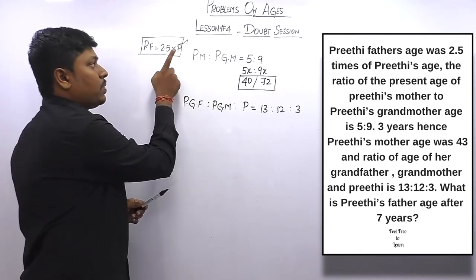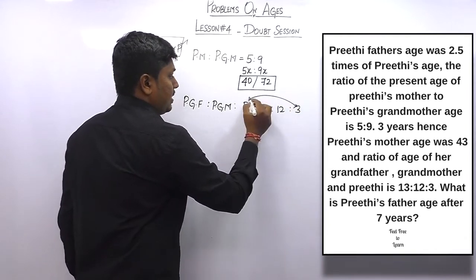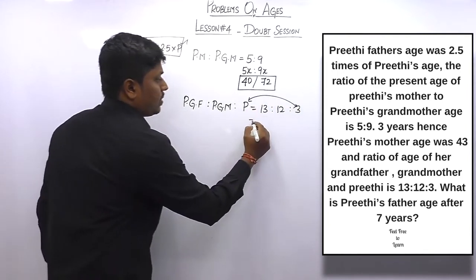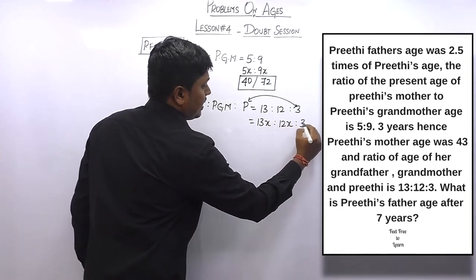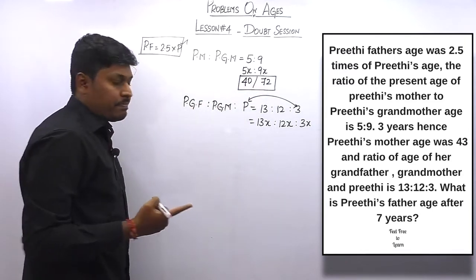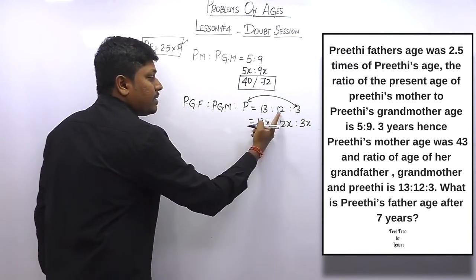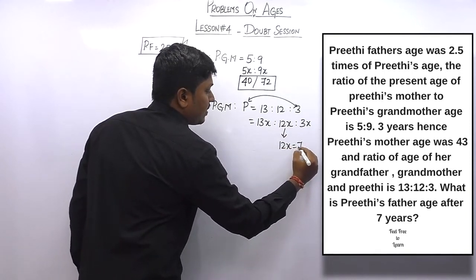Our only target is to find Preeti's age, and we found Preeti's age is in the part 3 ratio. So we can take this as 13x, 12x and 3x. And we already know that Preeti's grandmother's age is 72. Here Preeti's grandmother is in ratio 12, so we can directly say 12x is equal to 72.